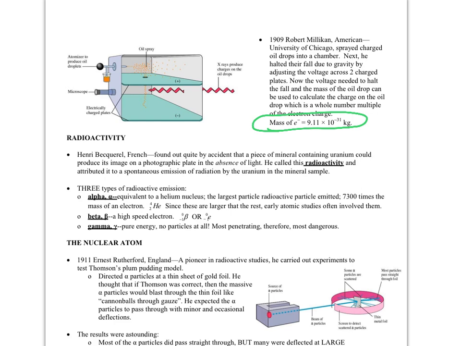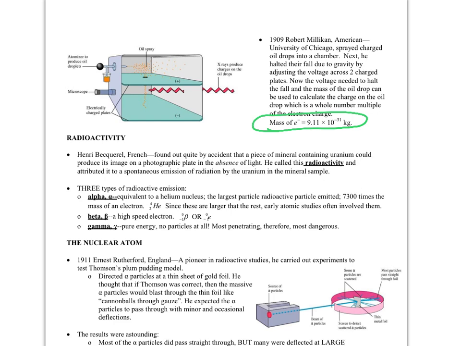Beta particles are a little bit faster. They are kind of like a high-speed electron, because they do not have much mass, and they have a negative overall charge. They're a little bit more harmful and have a higher penetrating power.